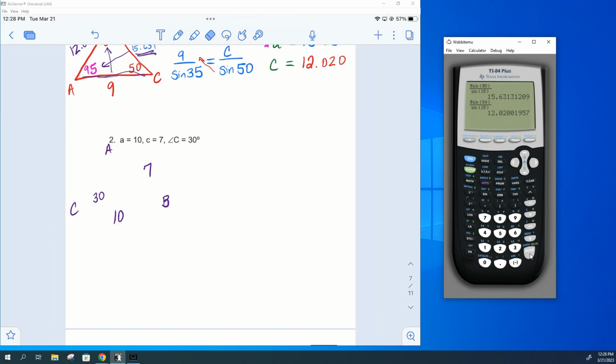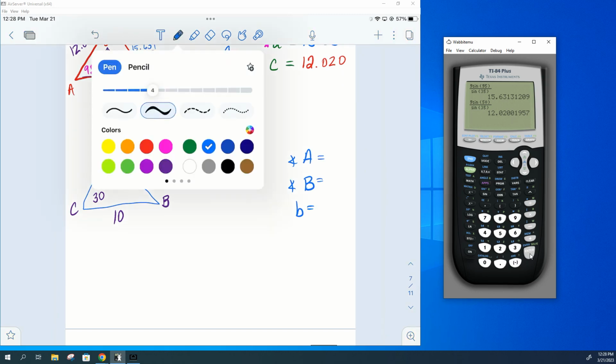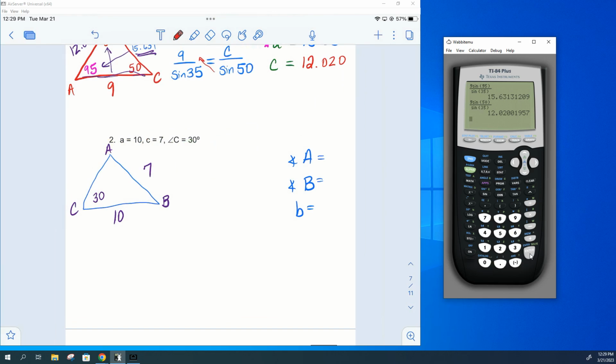That would be angle A. So I've got to find angle A, I've got to find angle B, and I've got to find side B. Those are my 3 things I need. I have to go through for angle A first. Why? Because if I do B, I have a lot of unknowns. Now notice I'm going to use sine of A over 10. Notice I'm putting my angles on top this time because it makes the algebra easier. I would have sine of A over 10 equals sine of 30 over 7.